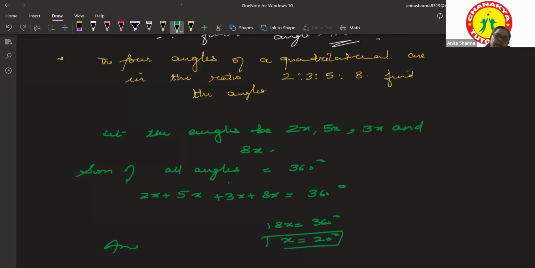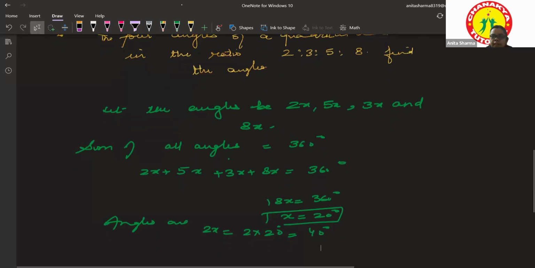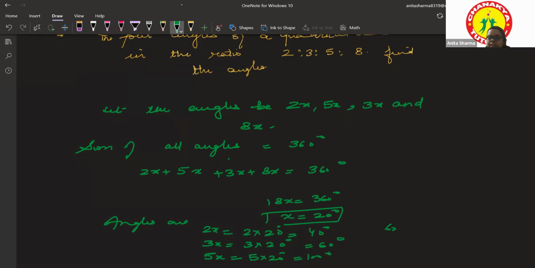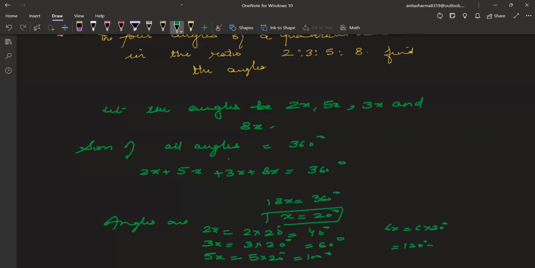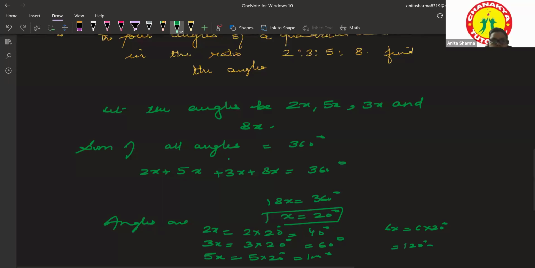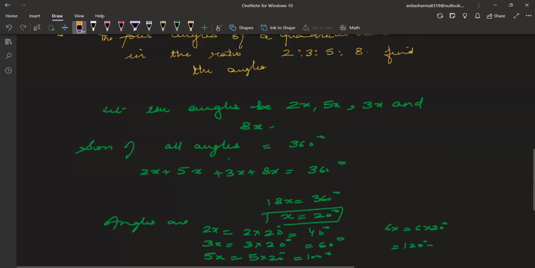So you can write angles are 2x. So 2 into 20, 40 degree. And then 3x. So 3 into 20, 60 degree. And then 5x. 5 into 20, 100 degree. And then 8x is equal to 8 into 20, 160 degree. Oh, sorry, 8x. So all have understood this, children? Yes, ma'am.